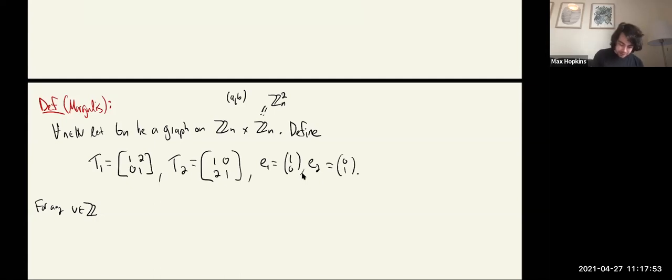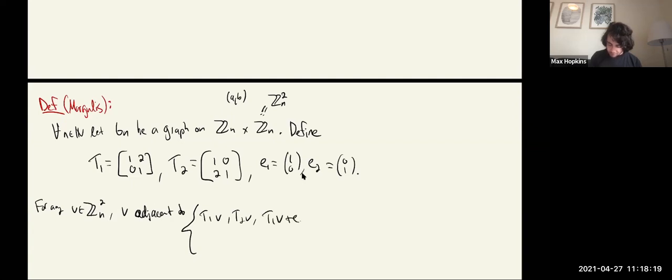So for any vertex v in Zn squared, what is v adjacent to? We'll define v is adjacent to the following set. We have basically applications of affine shifts defined by the operators I just gave you. So T1 v, T2 v, T1 v plus e1, and T2 v plus e2. So that's 4, and then we'll also take all of the inverse shifts.